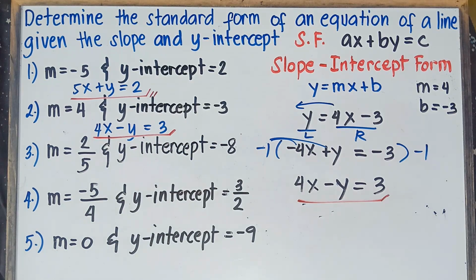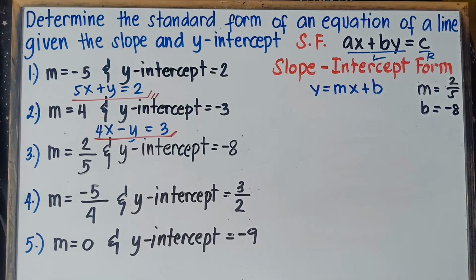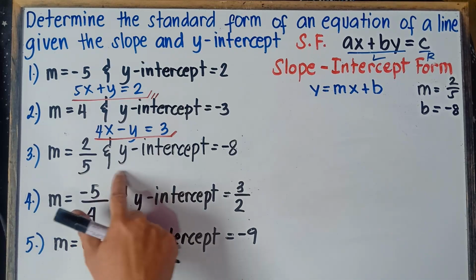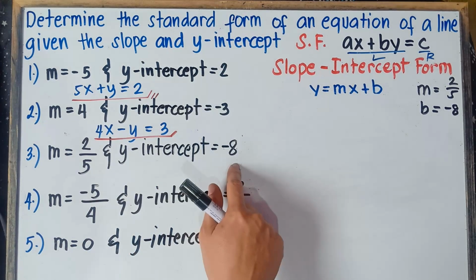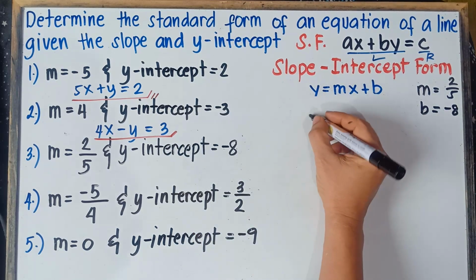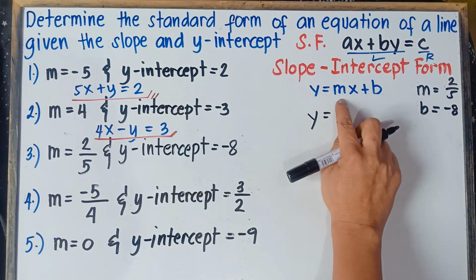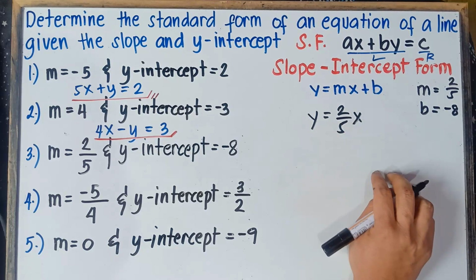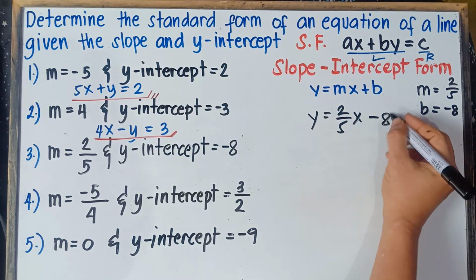Alright, so let's proceed now to example number 3. The value of the slope is 2 over 5, and the value of the y-intercept, or the value of b, is negative 8. So we have 2 over 5 and then negative 8. Alright, so simply copy y and then simply substitute the value of m, that would be 2 over 5. Simply copy x. And then the value of b, that would be negative 8.